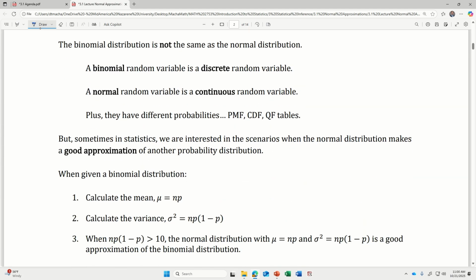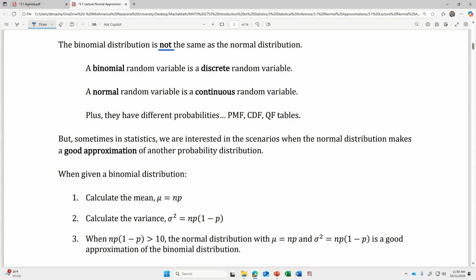You guys know this already, but the binomial distribution is not the same as the normal distribution. A normal random variable is a continuous random variable, so it can take on all sorts of values in between the whole numbers. Also, the binomial distribution has a particular PMF formula and a particular CDF table. The normal distribution has a particular CDF table that's different from a quantile function table. So they have different probabilities.